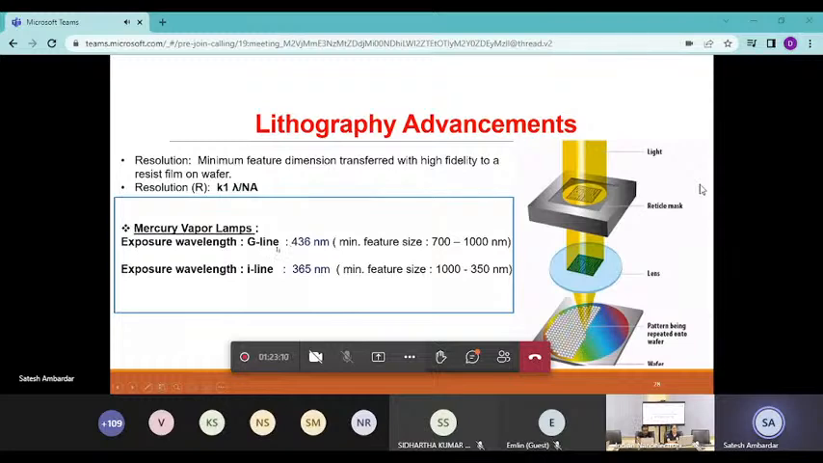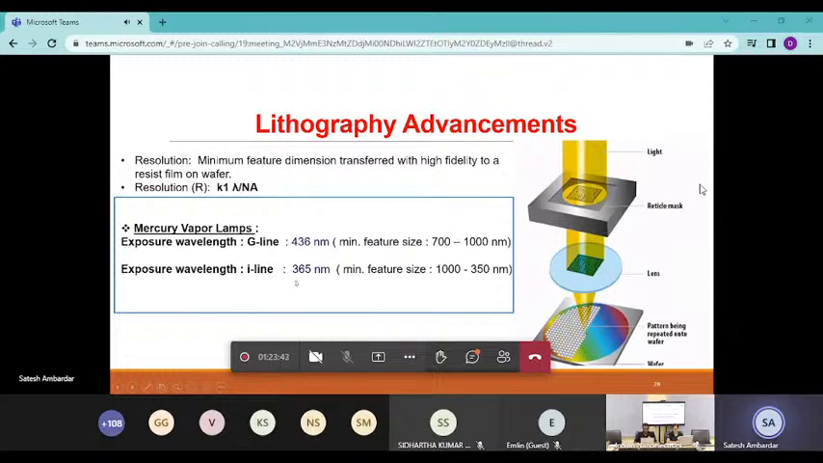So G-line used mercury vapor lamps as the light source, with a wavelength of 436 nanometers. With this G-line photolithography system, we could resolve up to 0.7 microns, that is 700 nanometers. Then the system was further improved to the I-line lithography system.